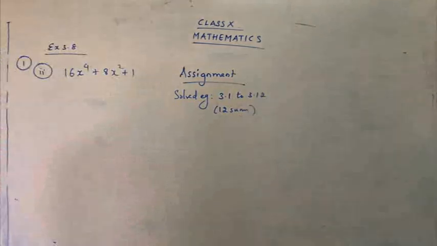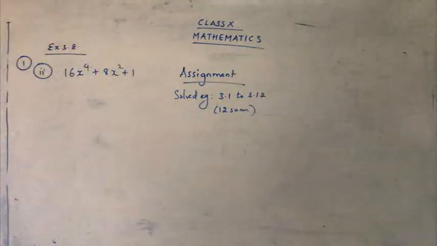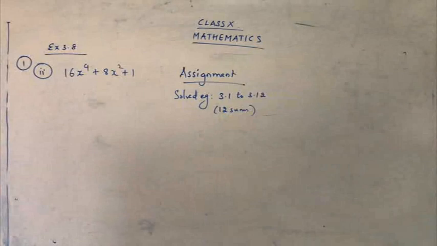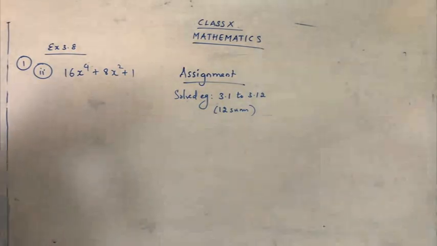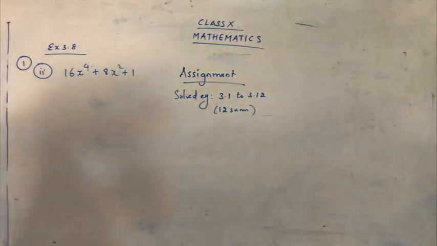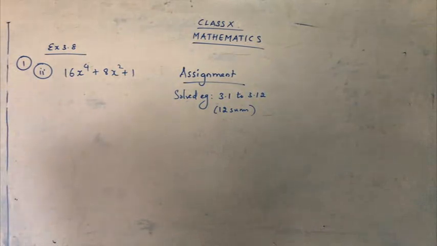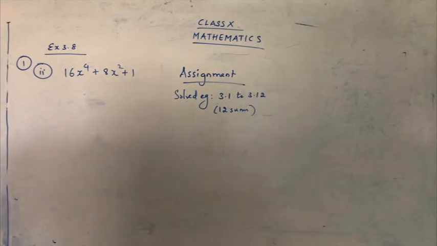So for 3.1, find out the page number, children. It starts from page number 87. We have the first solved example on page 87. You have to write down the question. Take an A4 sheet or a long paper, no problem, just a long plain paper.